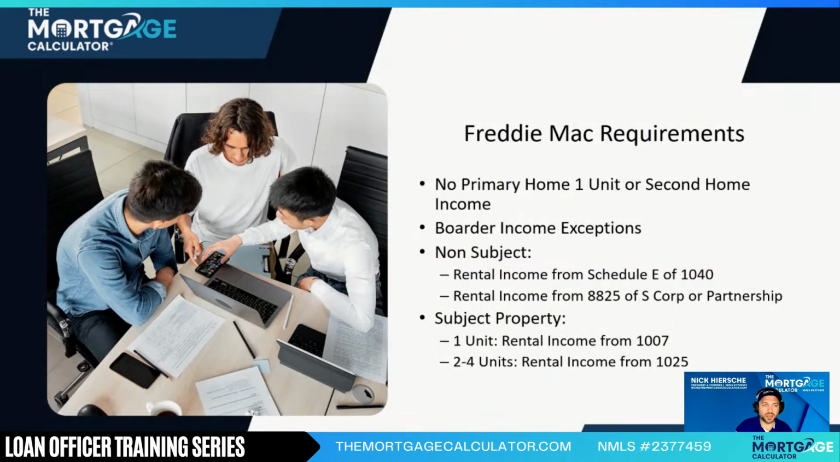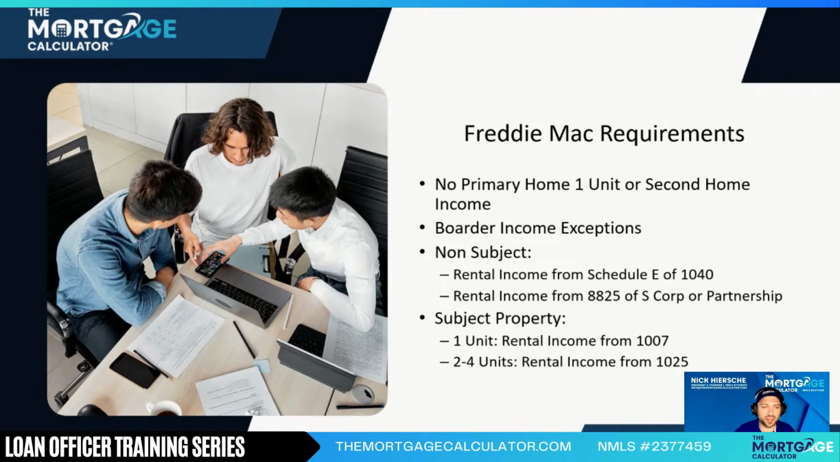Now, Freddie Mac. So very similar, but Freddie Mac does allow some primary home and even sometimes second home income from boarder income, specifically ADUs. They're very lenient on ADUs. So Freddie Mac, you can use boarder income as long as it's an ADU typically, or some other ins and outs there. Make sure you read the guidelines.